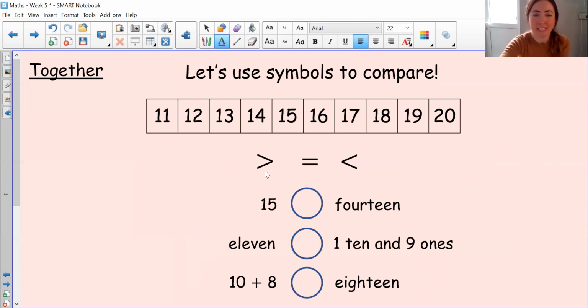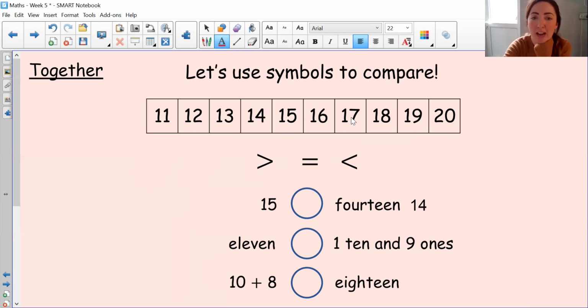Let's remind ourselves, what does this symbol mean? Greater than. What does this symbol mean? Equal to. And what does this symbol mean? Less than. Okay, so here, which number do we have here? 15. And then, we're comparing it with this number word. What does this number word say? That's right, 14. So we're comparing 15 with 14.